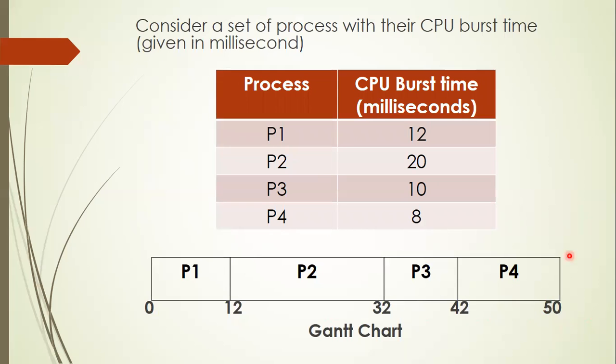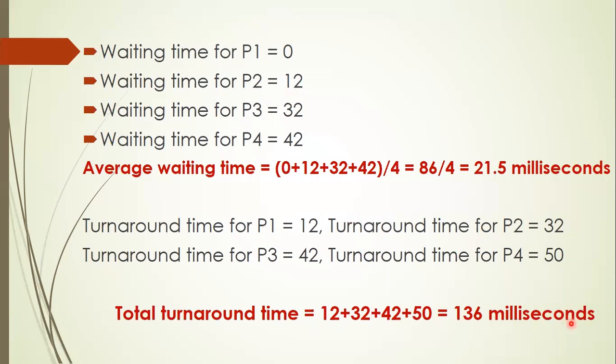So in order to calculate the waiting time, you look at this corner: P1 0, P2 12, P3 32, and P4 42. To calculate the turnaround time, you see this corner: for P1 it is 12, for P2 32, for P3 42, and P4 it is 50. Now the total turnaround time is the summation of all these four, which is 136 milliseconds. So from the Gantt chart, we have calculated two criteria: the average waiting time and the total turnaround time.